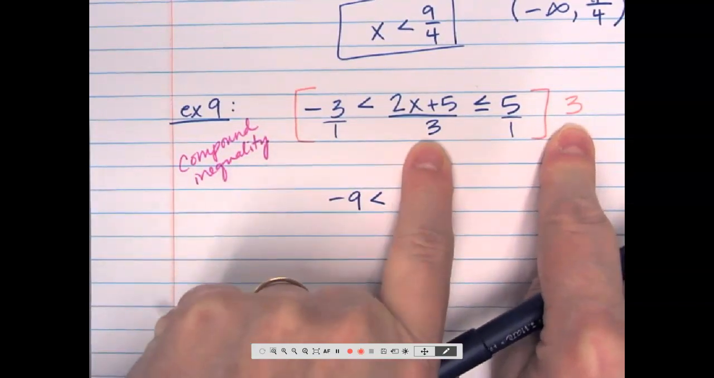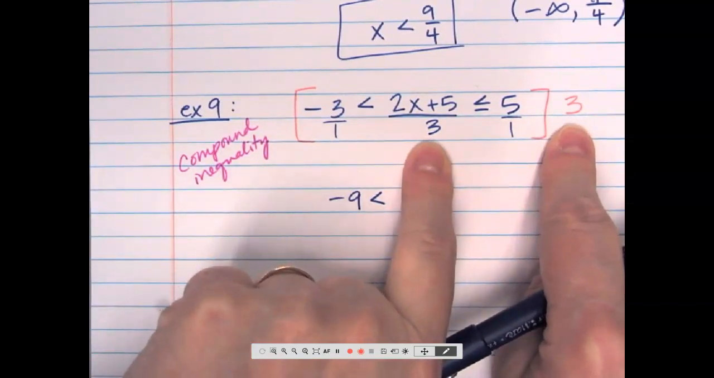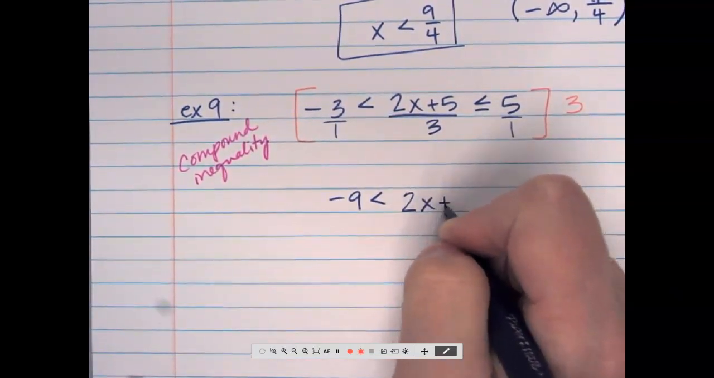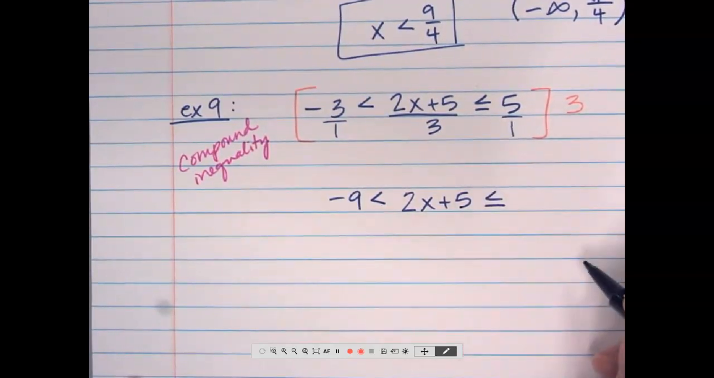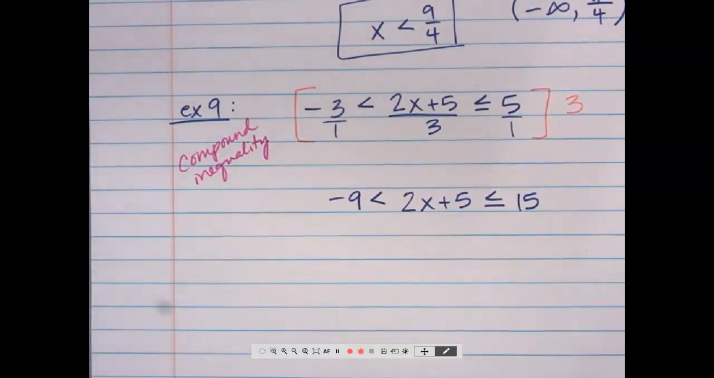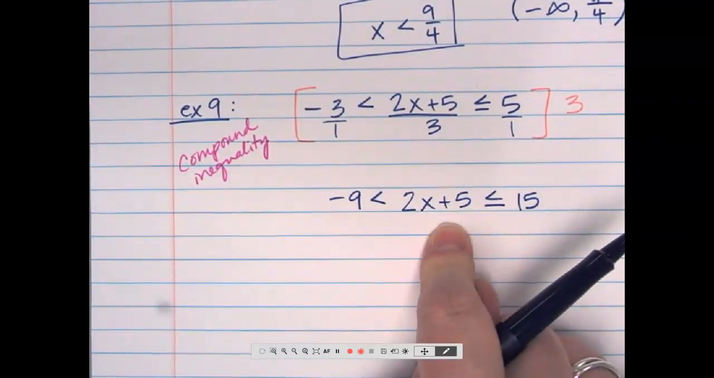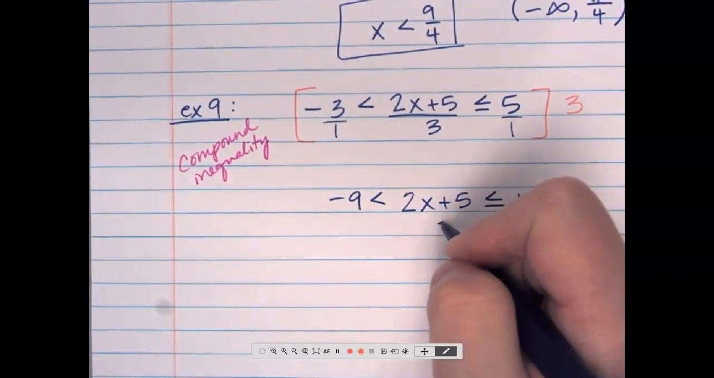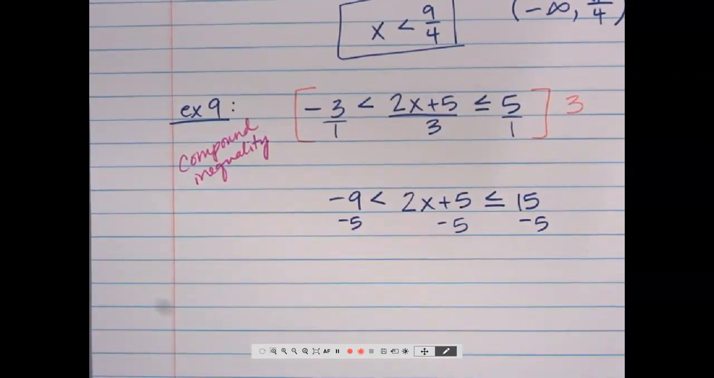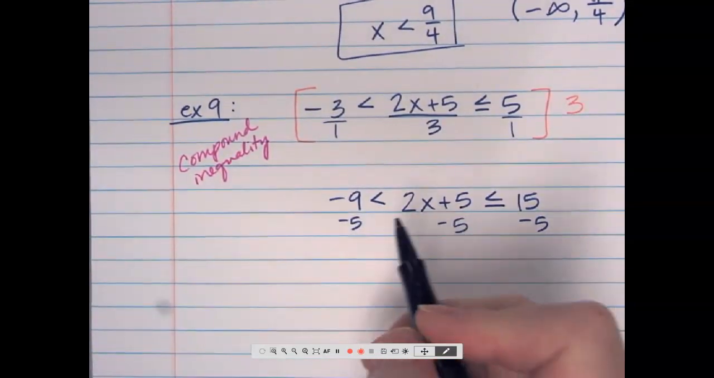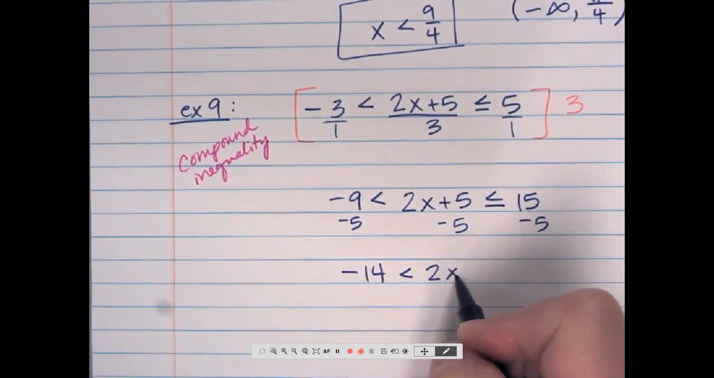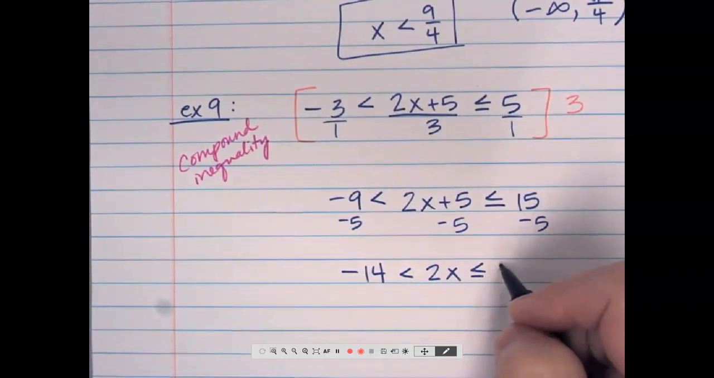What happens when I multiply these? Yeah, the 3's cancel, and I just have a 2x plus 5 less than or equal to 15. Okay, so I want x by itself. What would you do next? Subtract 5. But guess what? I've got to subtract it from all 3 parts. 3 sections, they all get treated equally. So now this is negative 14 less than 2x less than or equal to 10.